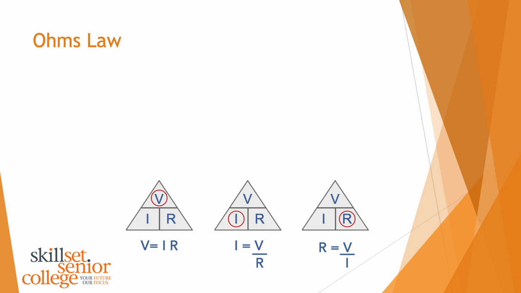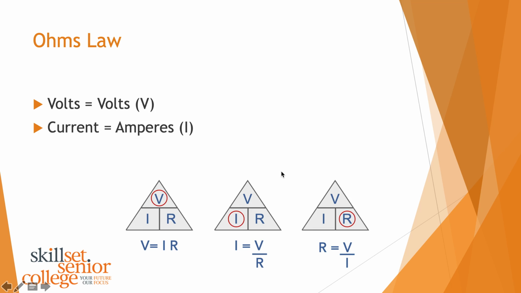All I need you to try and remember is if you can draw this triangle out from memory, and then realize that, okay, if V is at the top, I bottom left, R bottom right, then V is going to equal I times R. If I want to work out the current, I equals V over R. And if I want to work out the resistance, then R equals V over I. The way this triangle is written allows us to make those equations. I'll explain that in the next video as well.